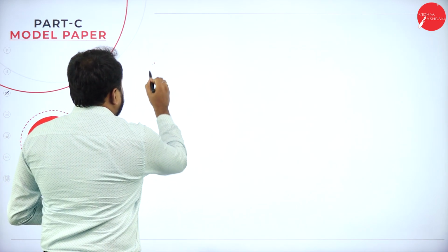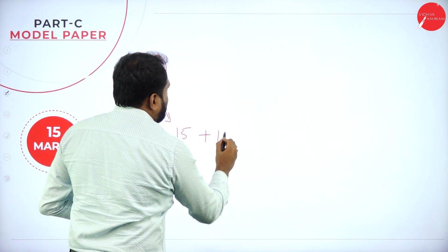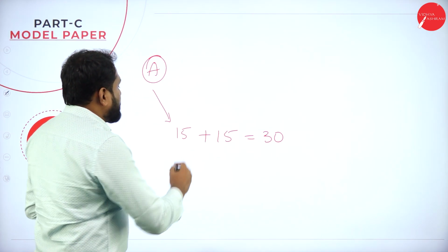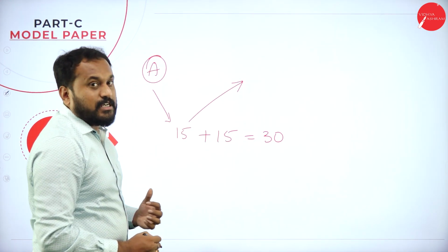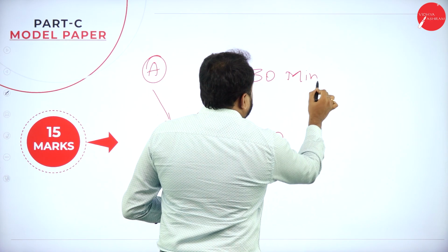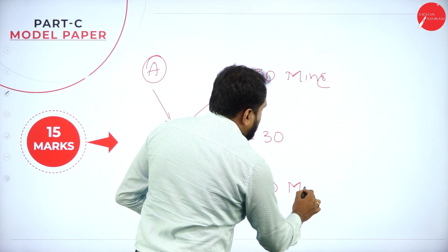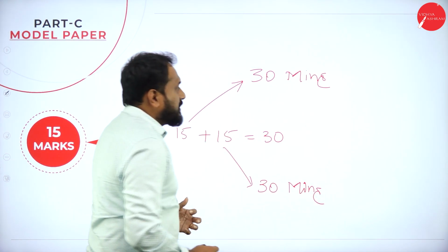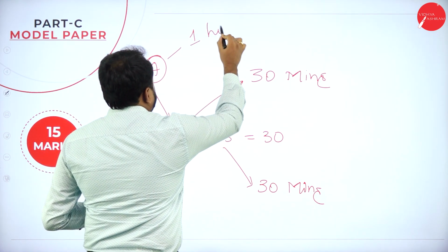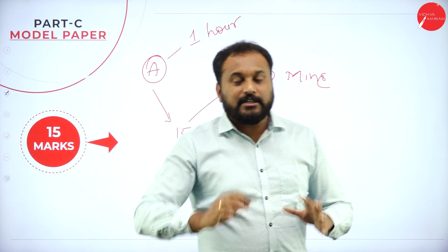Now, we have this Part A, isn't it? Now, A is of how many marks? 15 marks. That means 15 plus 15 is equal to 30. Now, what I always tell my students is, for this first 15 marks, you are supposed to spend at least 30 minutes. How much? 30 minutes. For this 15 marks, spend 30 minutes. That means, say you are spending 1 hour for Part A, the entire 1 hour you are spending only to write Part A. I'm telling you, that's really good.